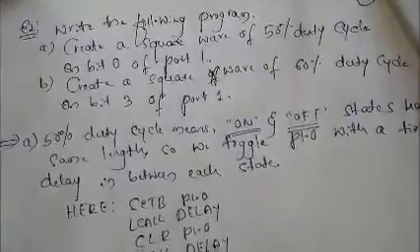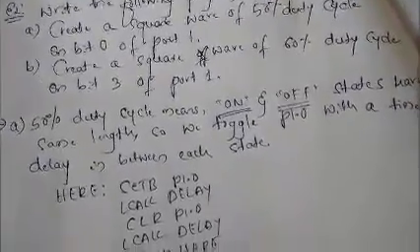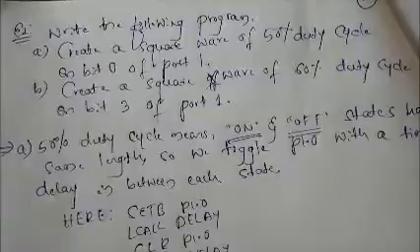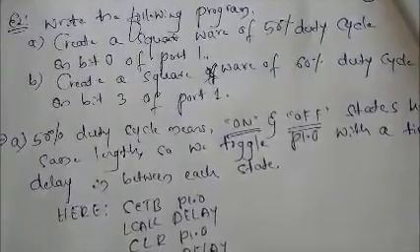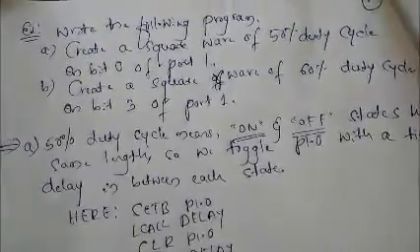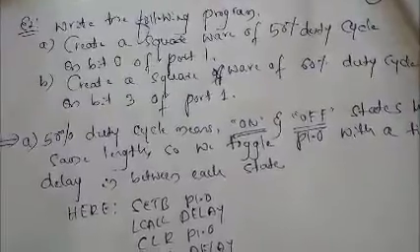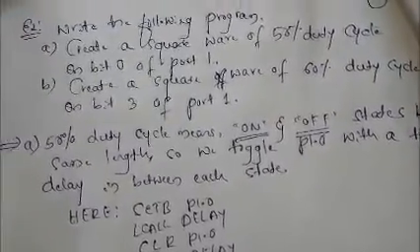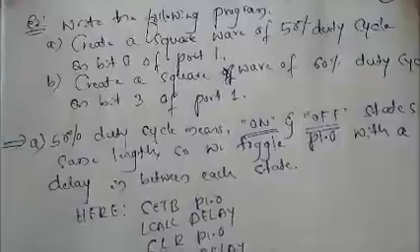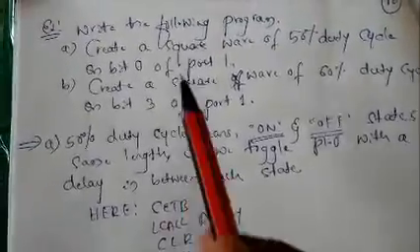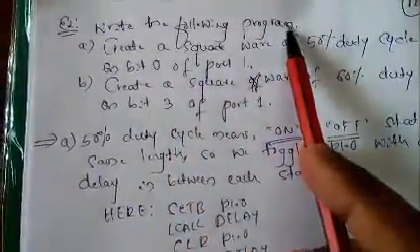So in the previous class we started the IO bit manipulation programming. That means by using the individual bit, if you want to make any changes or write the programming, how to use it, we started. So in that we will see some more examples. Write the following program.